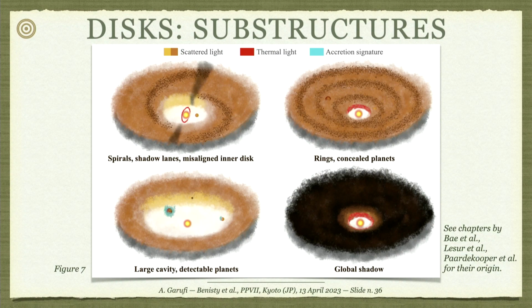If they are concealed, we don't see them actually. We have a large cavity in some cases where a planet could be detectable, and you already know what object this is. And in some situations, we have a global shadow where basically we cannot really observe the disk in the near infrared just because it's completely shadowed by its inner region.